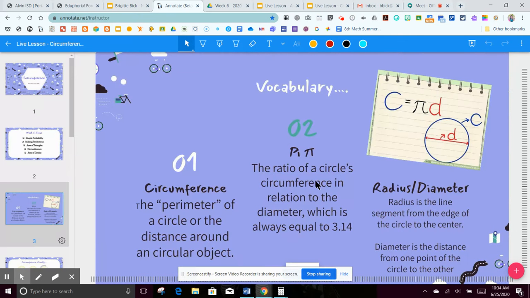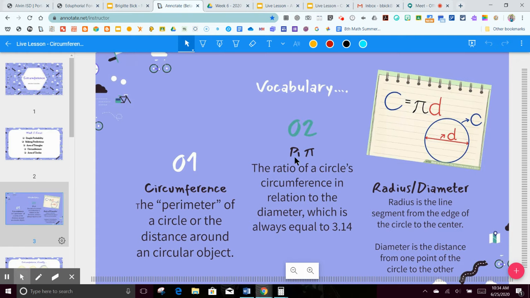A little vocabulary. Hopefully, circles are not completely new to any of us, but circumference is basically the perimeter of a circle. So I know that you've worked with perimeter on other shapes, and so it's just a fancy name to name the perimeter of a circle because you can't exactly add up all the sides when it's one solid line.